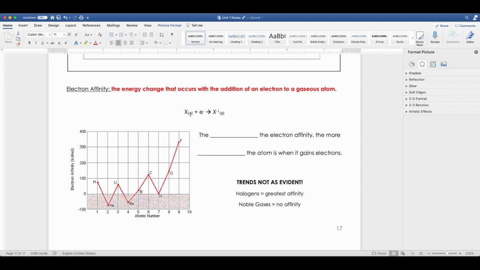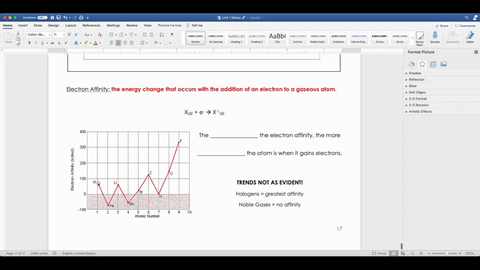So I have some elements in the gaseous state of matter. I add an electron. There is some energy change that is associated with that to produce the anion. And here's a graph of ionization energy versus atomic number. And here's a graph of electron affinity in units of kilojoules per mole versus atomic number.